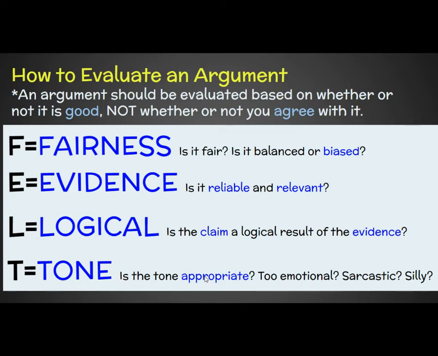If it's balanced, it actually is a stronger argument if it addresses the opposite viewpoint and explains why that opinion is incorrect. If it doesn't address the other side, it only talks about one side of an argument, we call that biased, and that makes it a weaker argument. So it's much better to be balanced than biased. You want to address both sides of an issue. So you have to ask, is it fair?